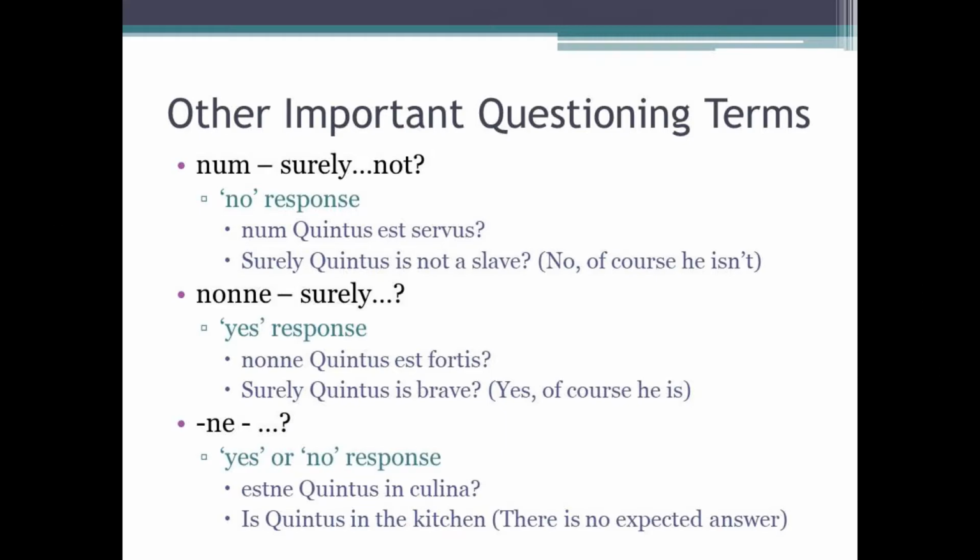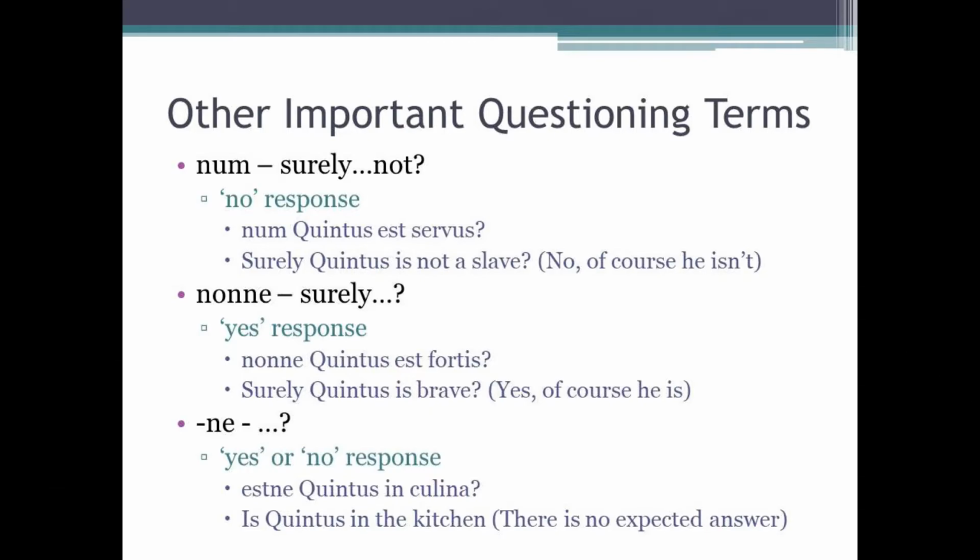And finally, the suffix ne is attached to the first word of a sentence and indicates a question that expects either a yes or no response. It can simply be translated as a simple question. For example, esne Quintus in culina. This means, is Quintus in the kitchen? And this could be a yes or a no answer.